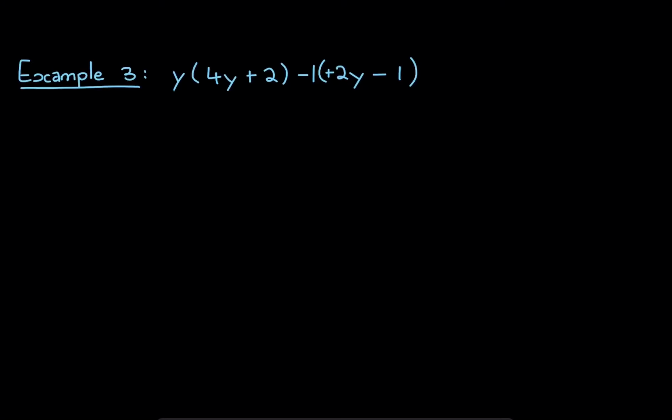So let's say you have y times 4y, and you have y times 2. Then the same goes on this side, negative 1 times 2y, and negative 1 times negative 1. We have to make sure we don't ignore this sign here. So let's write this down. y times 4y will give you 4y squared. 2 times y will give you 2y. And then negative 1 times 2y will give you negative 2y.